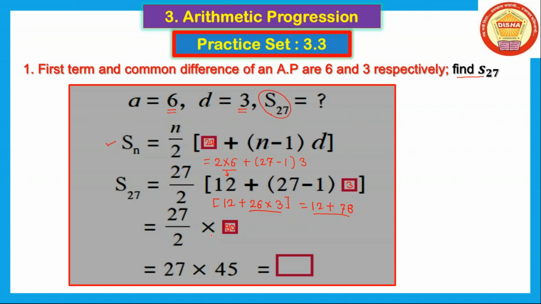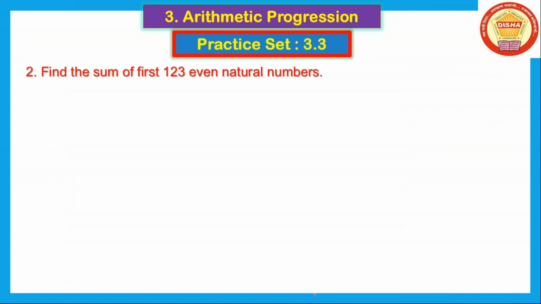Then see, 27 upon 2 into 90: this 90 is divisible by 2. So we divide by 2, that is 2 ones are 2 and 2 forty-fives are 90. So we write here 27 into 45, and the multiplication of these both numbers is 1215. Means the sum of the first 27 terms of the given AP is 1215.